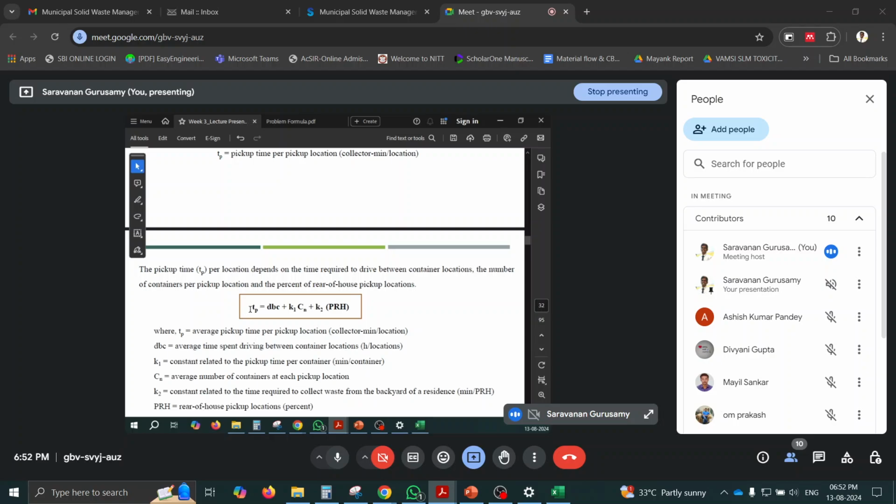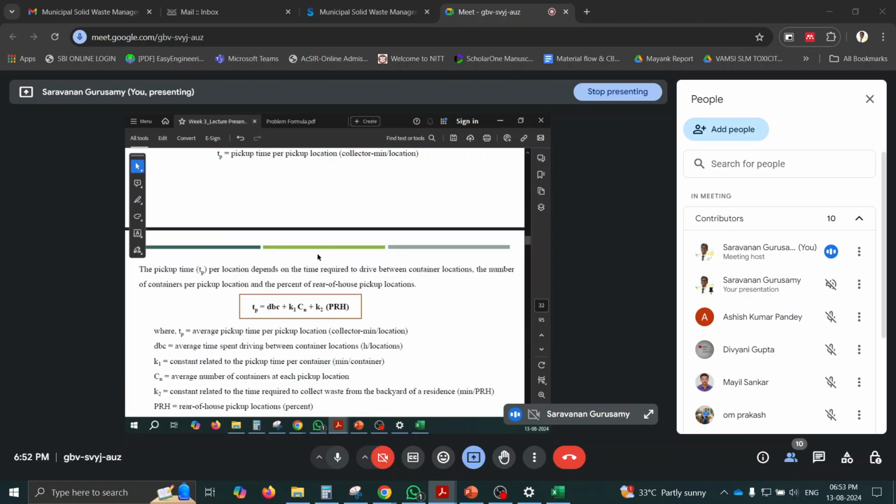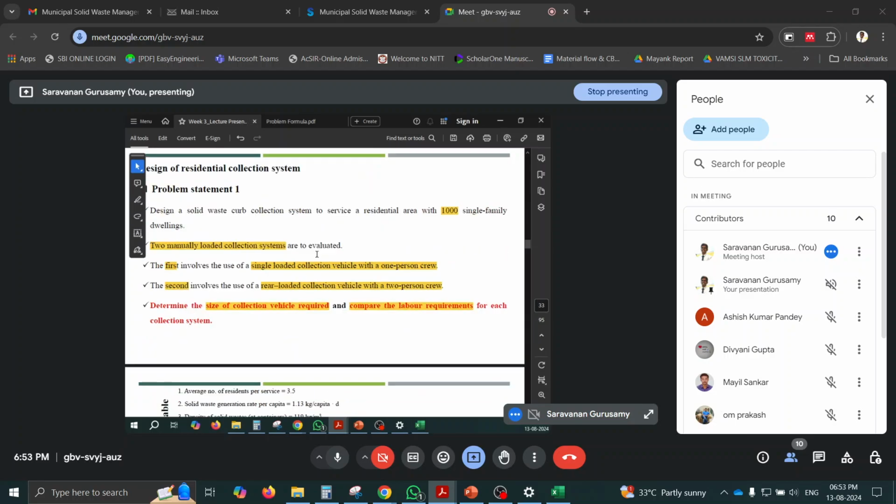If more than one person crew, then you can use this formula. K1 and K2 are again constants, and CN is the average number of containers, which will be given in your question. PRH, everything will be given in your question. You can easily calculate the TP value, that is pickup time. Then you can find the number of pickup locations for manually loaded collection vehicles. Hope you understand the stationary container system concept. We will go on to the problems.